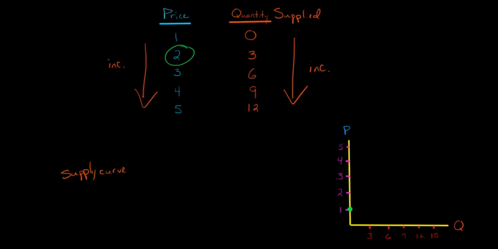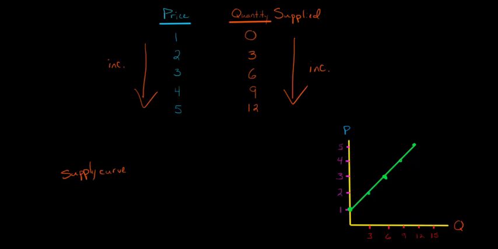Now, at a price of $2, they're willing to supply 3 chocolate bars. At a price of $3, they're willing to supply 6 chocolate bars. And at a price of $4, they're willing to supply 9 chocolate bars. And then if the price goes up to $5, they're willing to supply 12 chocolate bars. So now what we can do is draw a line through the graph. Now, in the real world, the supply curve is not always going to be a straight line, right? But here in this case it is.